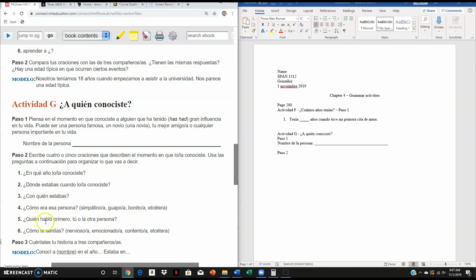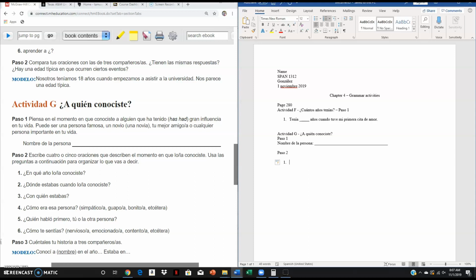In this one, who spoke first? Habló is preterite. ¿Cómo te sentías? How were you feeling? So since it's an emotion, you use the imperfect, right? So here you would say, you'll just answer the questions one by one, right?